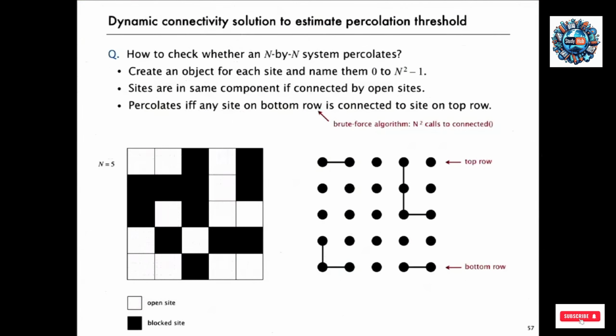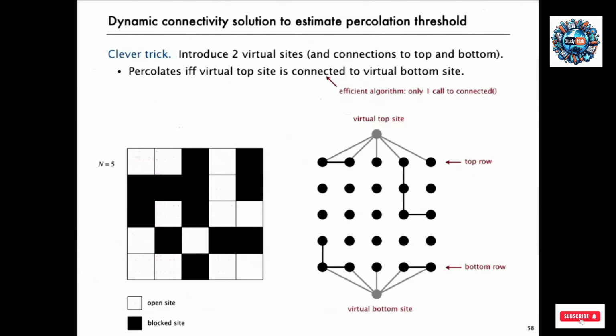Now, you might say, well, what we want to do is check whether any site in the bottom row is connected to any site in the top row and use union find for that. The problem with that is that it would be a brute force algorithm, quadratic right on the face of it, because it would have n squared calls to find, to check whether they're connected for each site on the top, not check each site on the bottom. Much too slow.